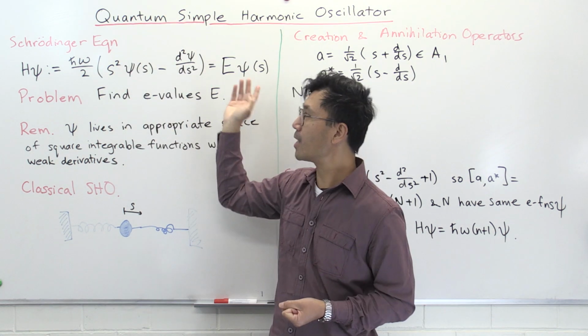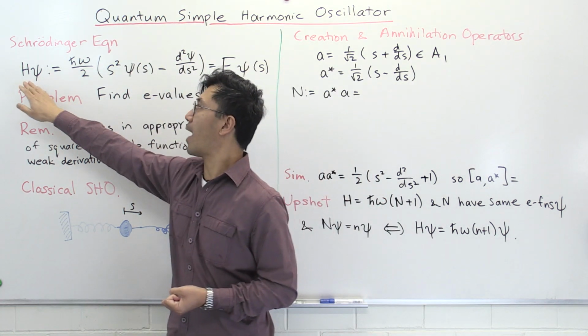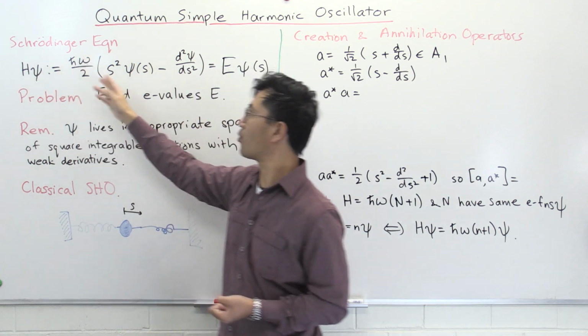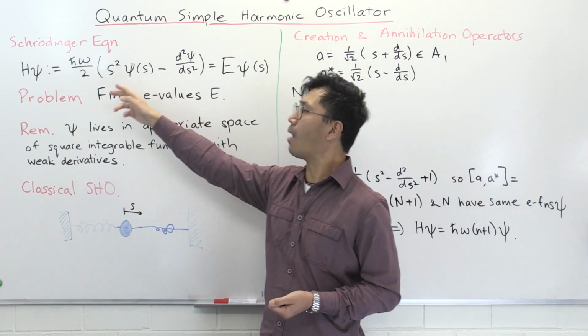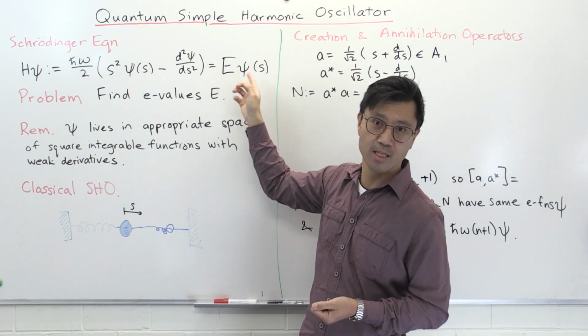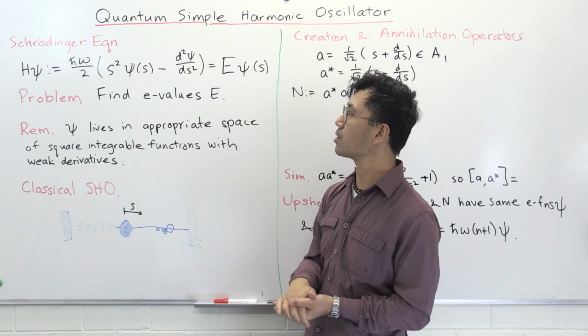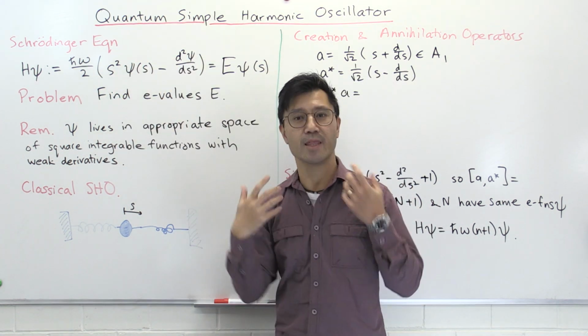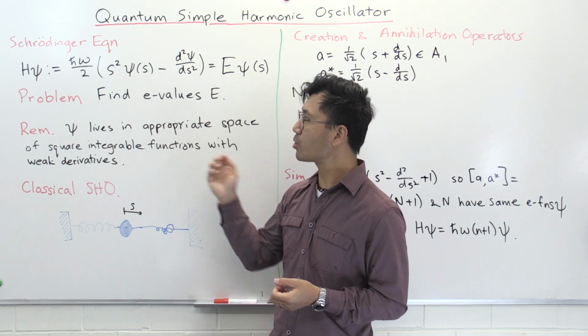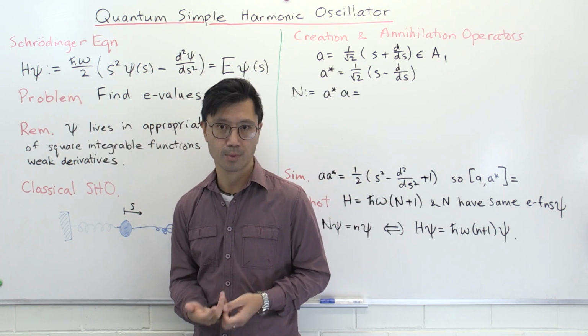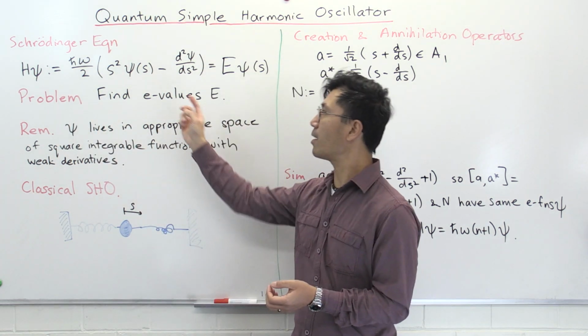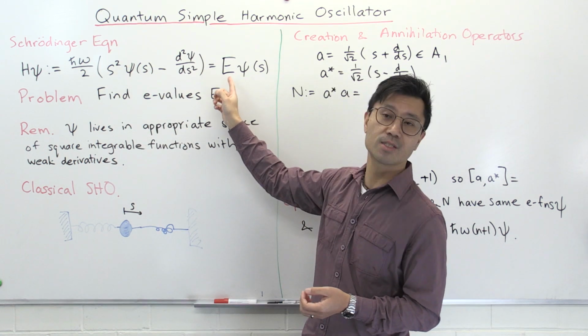So we look at this term here. We're going to call it h applied to psi. So h is this differential operator, and we want it to equal this scalar e times psi of s. So that's the Schrödinger equation in this particular case. And what's the problem that we want to have a look at here? The problem is simply to find the eigenvalues e.